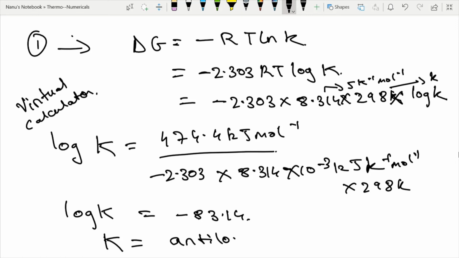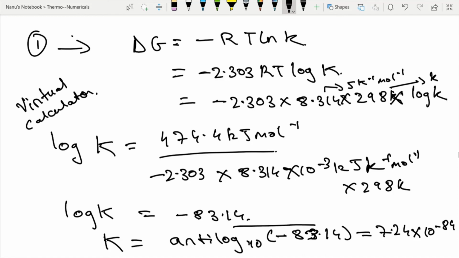Your K will be the antilog of base 10 to the power minus 83.14, that will be equal to 7.24 into 10 to the power minus 84. So now I will check this out on my own in front of all you guys. Let's see whether it actually comes or not. So this should be the value that's coming.